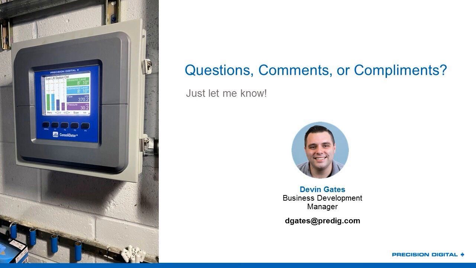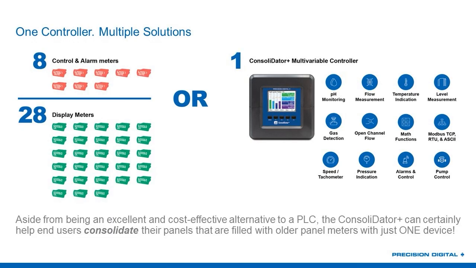I'll just go back to the slide real quick. I mentioned the fact that if you wanted to, you could actually replace a bunch of these display meters here with one Consolidator Plus. Now, this person is absolutely correct. One of the main concerns is, well, if I bring all of those signals into one device, what happens if that one device goes out? Do I lose everything? And the answer is no.